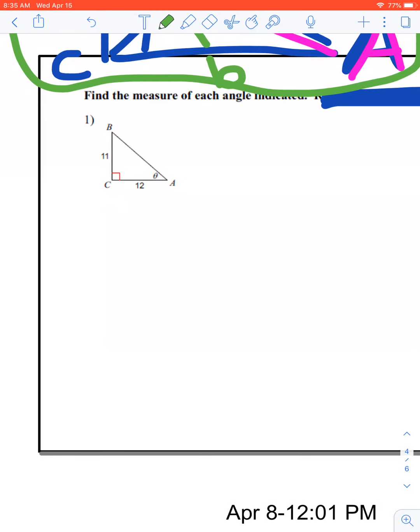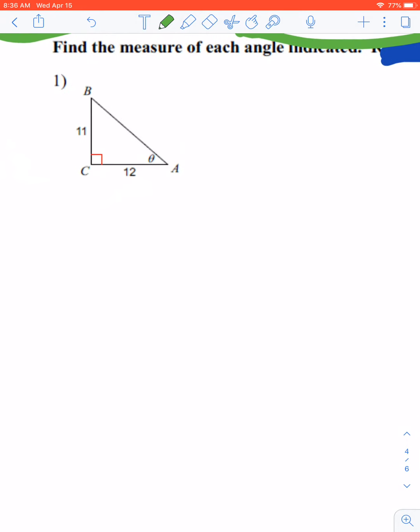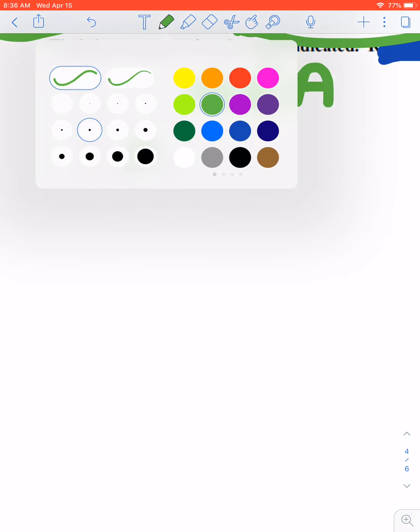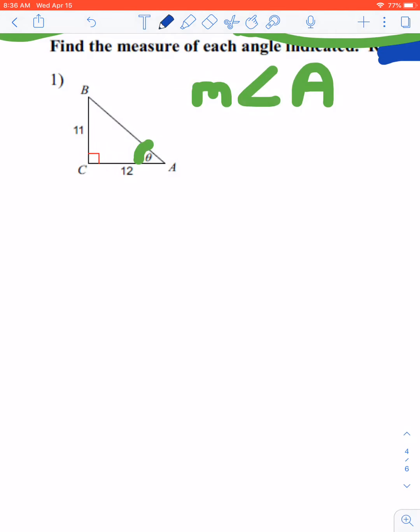Sorry for the sidetrack. So it says find the measurement of each angle indicated. So we are going to find the measurement of angle A, okay? That is also my given angle. So I want to find the measurement of angle A. And that M in front just means measurement of. So first thing I want to do is I'm going to find my A, H, and O. So right across from the right angle is H. Okay, always draw an angle there. So that's going to be my H.